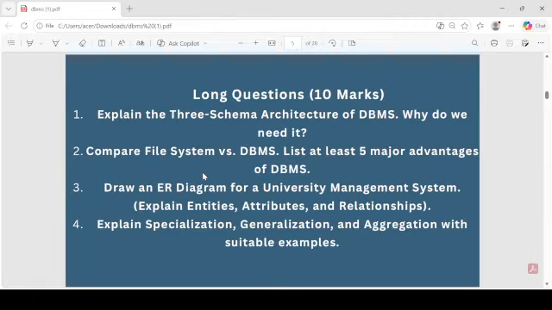So these are the questions of Unit 1. Explain 3 schema architecture of DBMS. Why do we need it? The second question will be file system versus DBMS. So we have to differentiate between them. 5 major advantages of DBMS also we have to say.